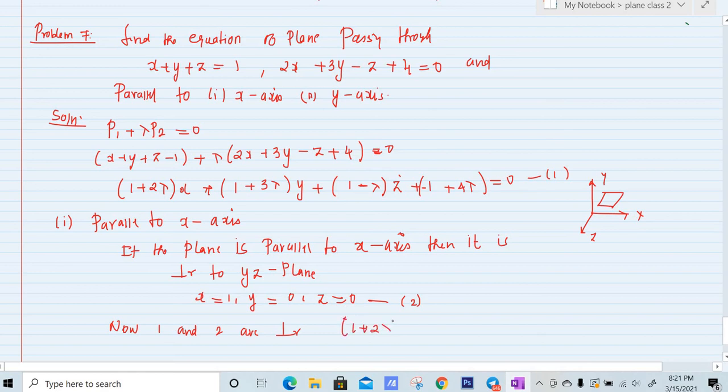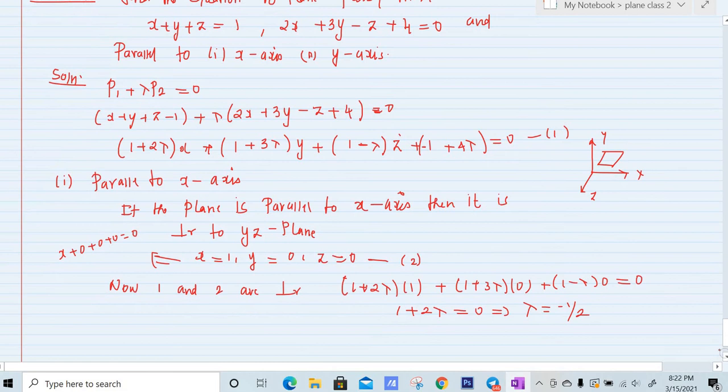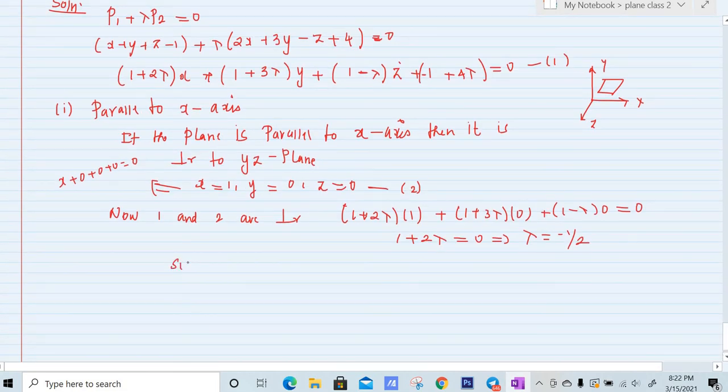That means 1 plus 2 lambda into 1 plus 1 plus 3 lambda into 0. You see this as a plane, right? That is x plus 0 plus 0 is equal to 0, the form ax plus by plus cz is equal to 0. So this will be again 1 minus lambda into 0 is equal to 0. So we will have 1 plus 2 lambda is equal to 0. That means lambda is equal to minus 1 by 2. Now substitute lambda is equal to minus 1 by 2 in equation number 1. So we will get the required equation, right?